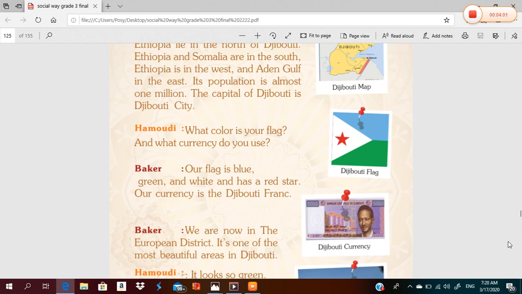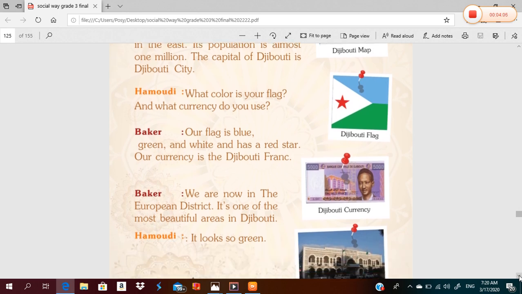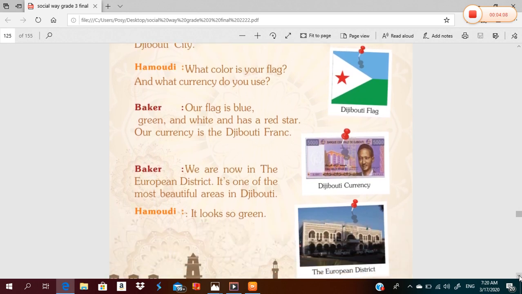Hamoudi: Bakir, we are now in the European district. It's one of the most beautiful areas in Djibouti. Bakir: Hamoudi, it looks so green.